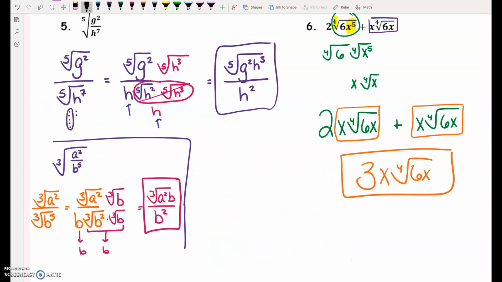Here's the answer to that extra example I gave you. Your assignment is in Big Ideas Math. It is 5.2 Part 4.